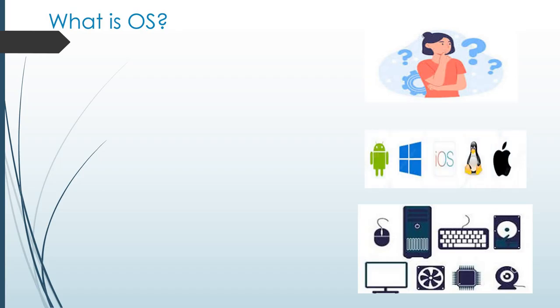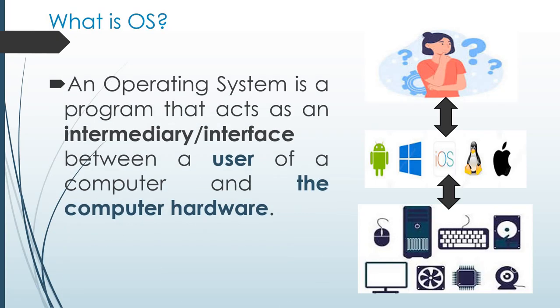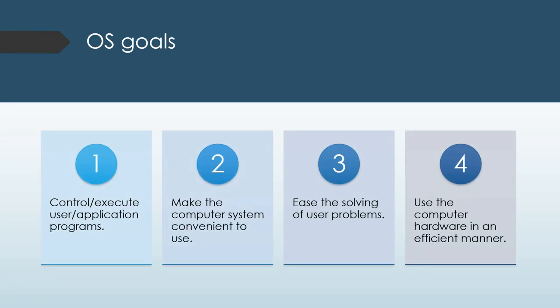The operating system helps us by acting as an intermediator to communicate between the human and the hardware of the computers. So simply we can say it acts as an intermediator or interface between the user of the computer and the computer hardware. So what are the main goals of the operating system? Mainly there are four goals.